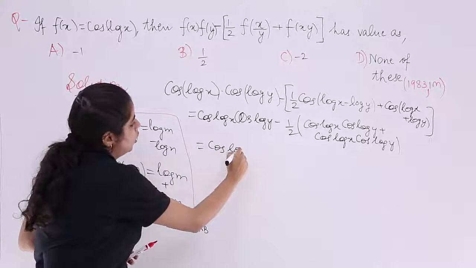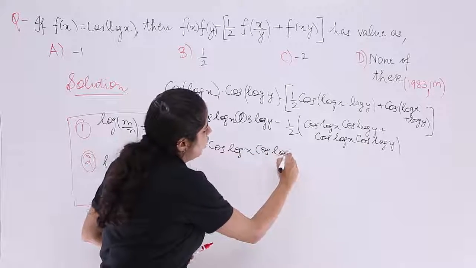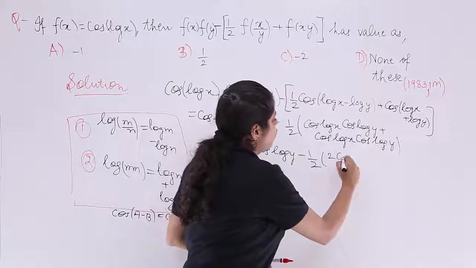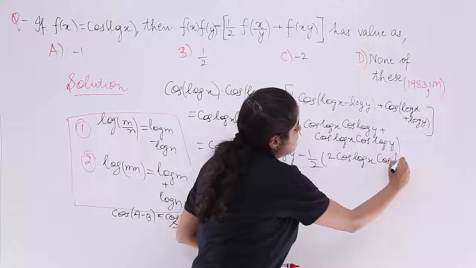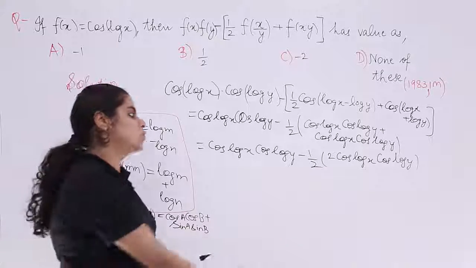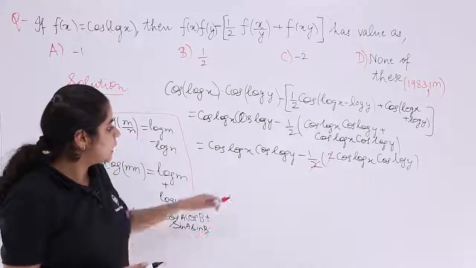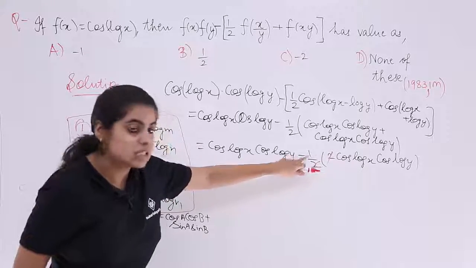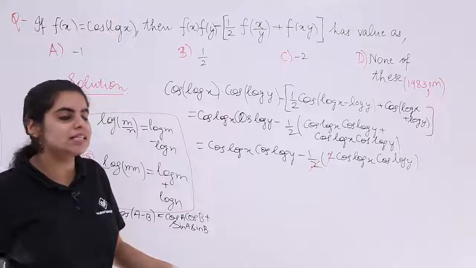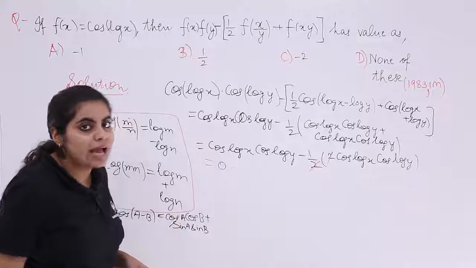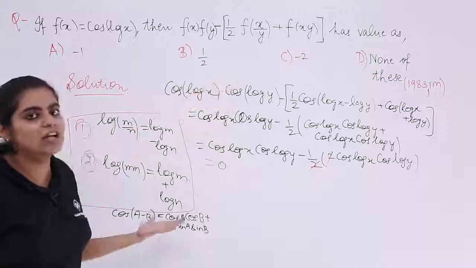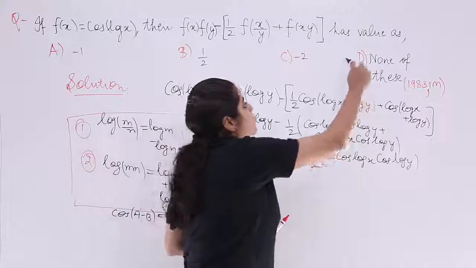So cos log x, cos log y minus half, and 1 plus 1 makes 2, so it becomes 2 cos log x, cos log y. Now, what happens with this 1 by 2 and 2? The 2's cancel. So, it is cos log x, cos log y minus again cos log x, cos log y. Some term minus the same term means nothing is left. So, the answer is 0. And let's check which option has 0 as the answer. The first, second, third are not 0. So, the answer is option D, which is none of these.